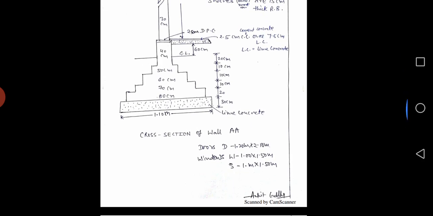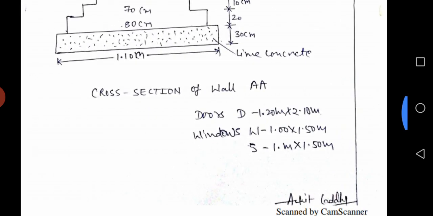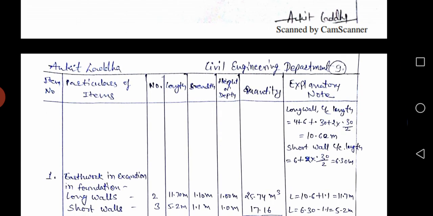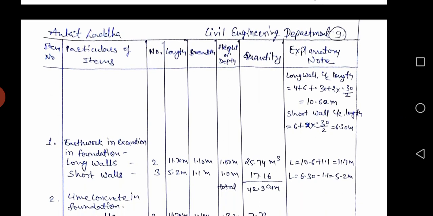Also given are the length and size of doors, windows and shelf. The size of door is 1.2 meter into 2.1 meter, window is 1 meter into 1.5 meter, shelf is 1 meter into 1.5 meter. So we start the solution. In the solution, first we draw a table, that is the quantity table.